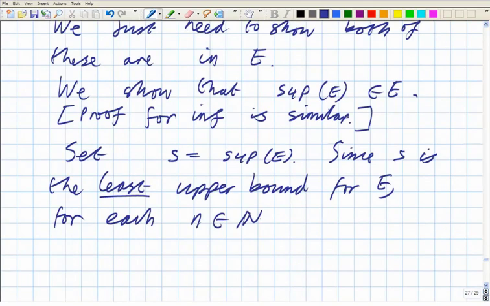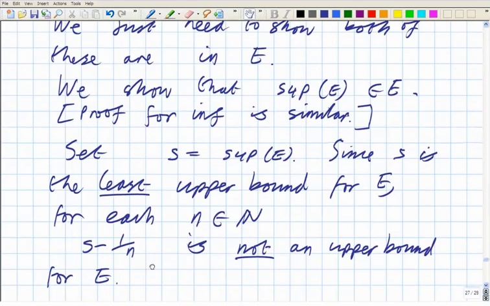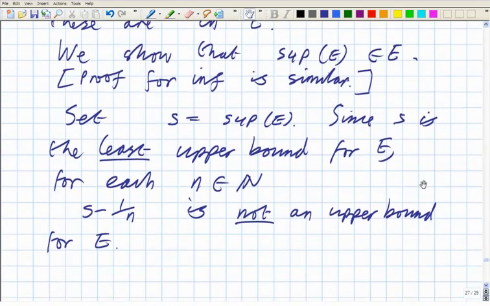So we let n be a natural number, and it's probably going to be a big natural number. Then s minus 1 over n is going to be a little bit less than s, strictly less than s. It's not an upper bound for E anymore because s was the least upper bound. So that means there's a point of E which isn't less than or equal to s minus 1 over n. In other words, there's a point of E which is strictly greater than s minus 1 over n.